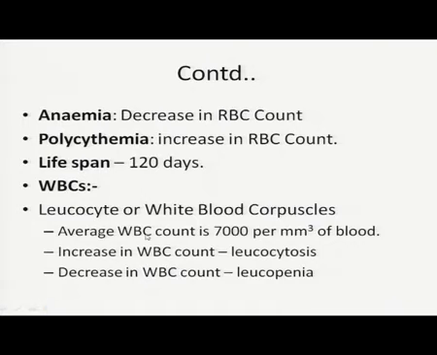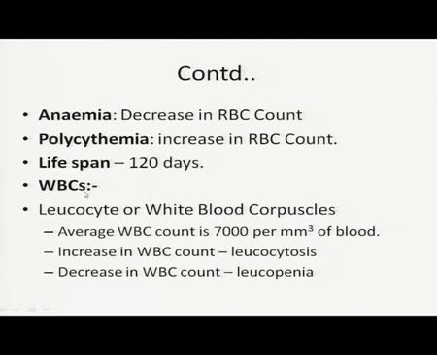Now, there are some abnormal conditions. If the number of RBC decreases in the body, it is known as anemia, and if it increases in the body, then it is known as polycythemia. Now, what about the lifespan of an RBC? It can live up to 120 days.